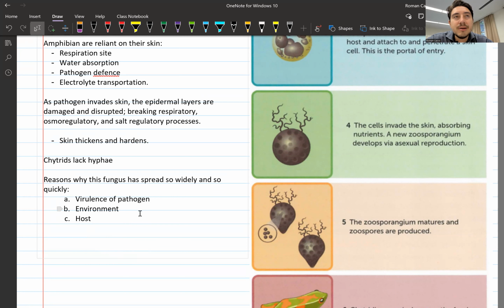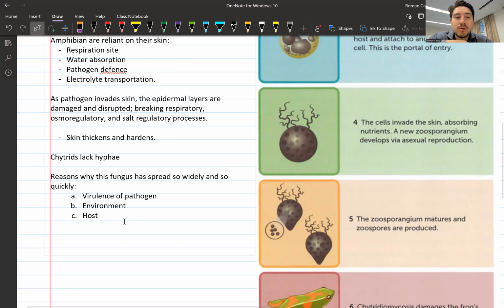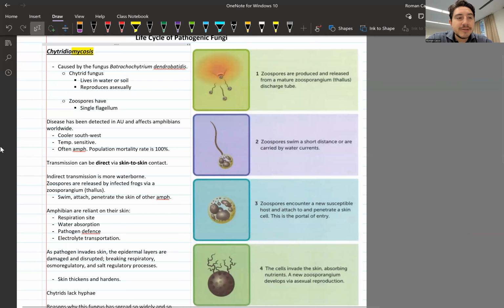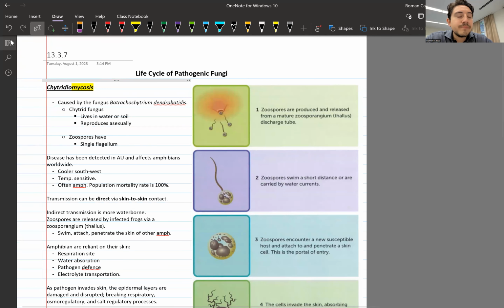and having warmer environments and more moist environments enables them to propagate more and more and more, right? So this does enable the fungus to spread quickly, right, and over wider distances. Okay, and of course, the hosts, in this case being amphibians, have essentially no defense against them, right? So they're quite susceptible to this disease. Okay, so this is chytridiomycosis. All right.